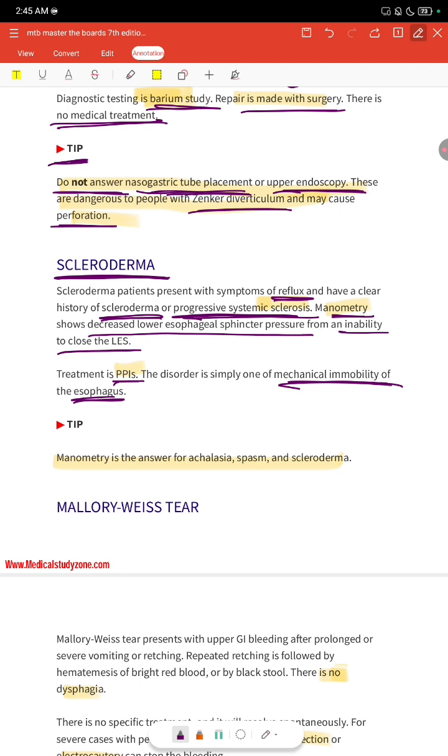Manometry is the answer for achalasia, spasm, and scleroderma. If you remember, we just studied all of them. Manometry is the answer for achalasia, esophageal spasms, and scleroderma.